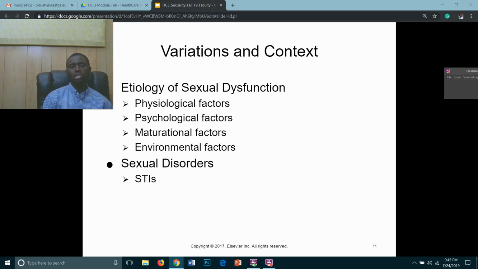Maturation is also associated with culture and religion and also social norms, because these form the fabric of our environment or our society. Our society determines what is normal, what is abnormal, and this can prevent a client from forming intimate and social relationships necessary for sexual expression and sexual pleasure.